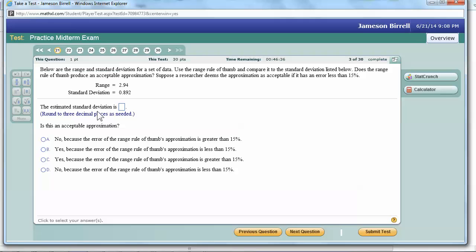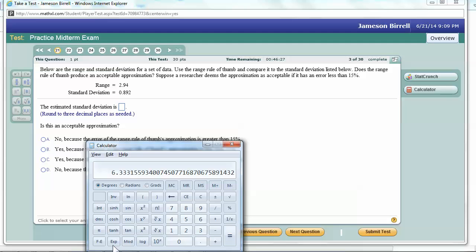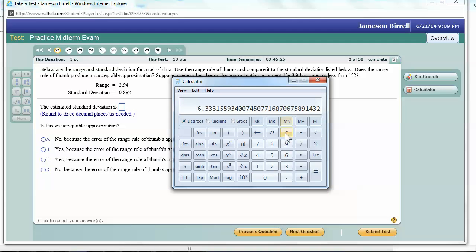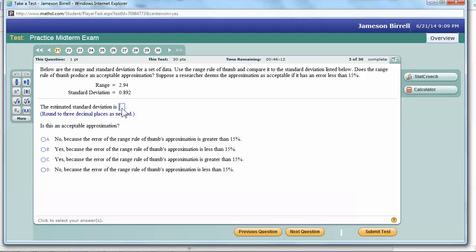Well, let's do that part first. Normally we would take the range and divide it by 4. Our range this time turned out to be 2.9400. We divide that by 4 and we get 0.735. That does not look so close. Is this an acceptable approximation?